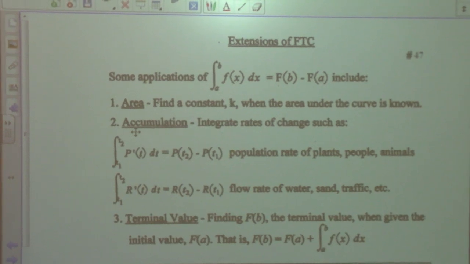Okay, today we're going to be briefly talking about extensions of FTC. FTC stands for Fundamental Theorem of Calculus, which is really the biggest thing. This is related to note card 46, and what this does is give you practical applications. It's organizationally the same as note card 46, but tells you practical uses of that.